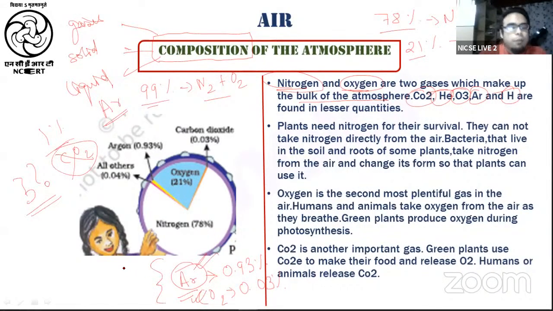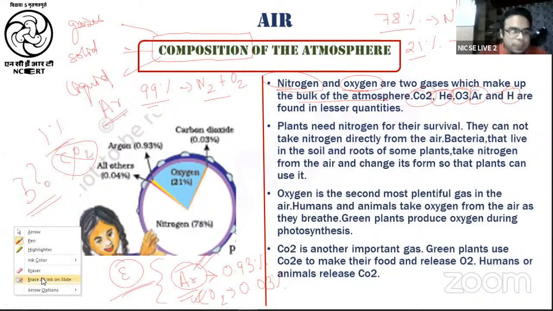And this is very, very important from your exams perspective, right? So keep this in mind. All right. First position nitrogen, second oxygen, third is argon, fourth is carbon dioxide, and then we have the rest of the gases like helium, ozone, hydrogen, etc. Understood? Fine. Then what is the next point?